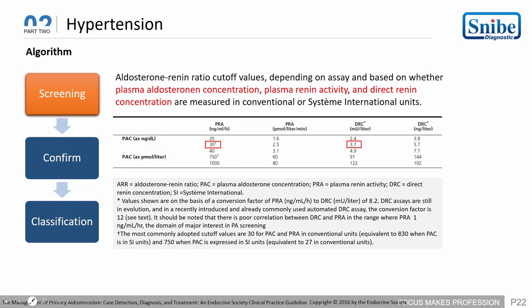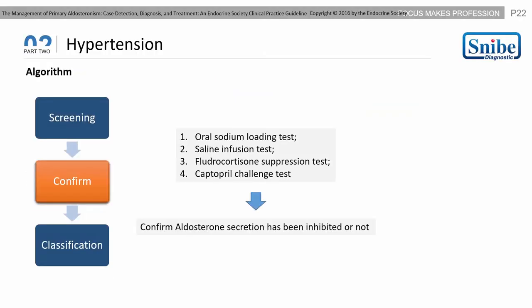So the confirmation and classification are on the basis of the PAC in nanogram per ml, PRA is 30 and the DRC is 3.7, and then the ratio cutoff value depends on the assays and on whether the plasma aldosterone concentration, renin activity, and direct renin concentration are measured in conventional or international units. So this algorithm is also helpful for the management of primary aldosteronism or secondary hypertension as well.